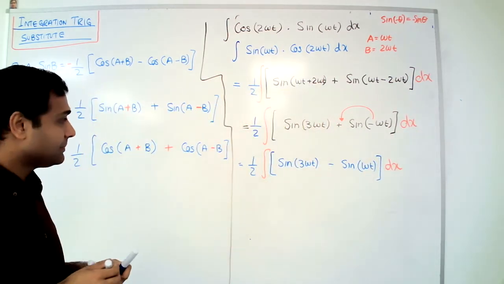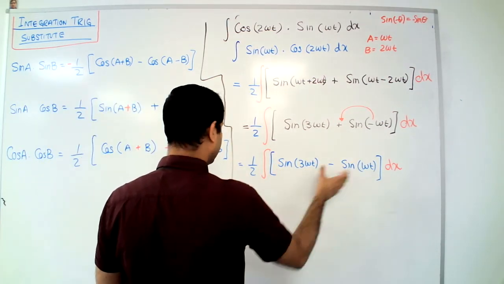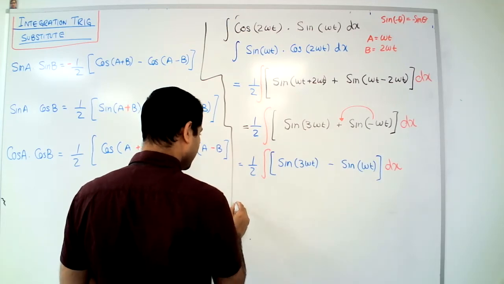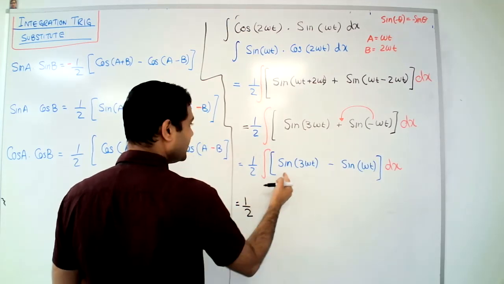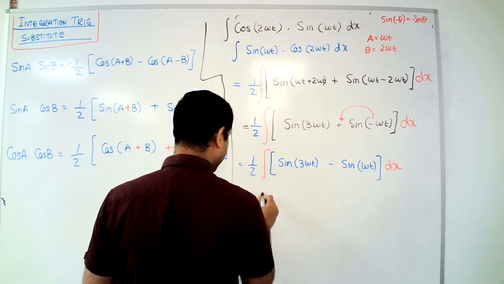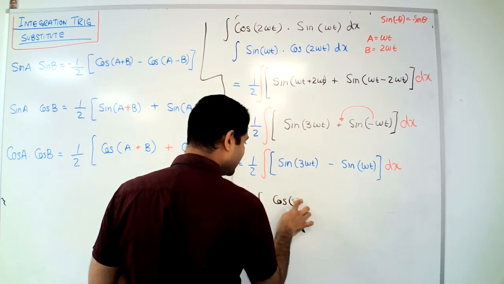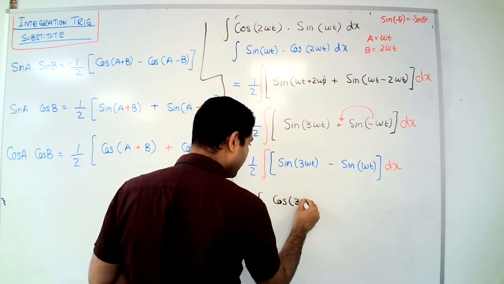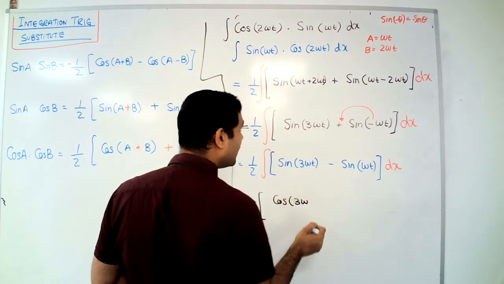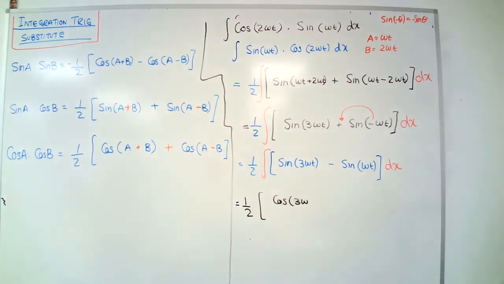Now we're going to integrate. I can integrate the sine 3 omega t, and I can integrate the sine omega t as well. The half is still outside. The integral of sine 3 omega t is cos 3 omega t over omega. Oh, I made one tiny mistake. If you read the question, there is no x there. The variable that's involved is t.